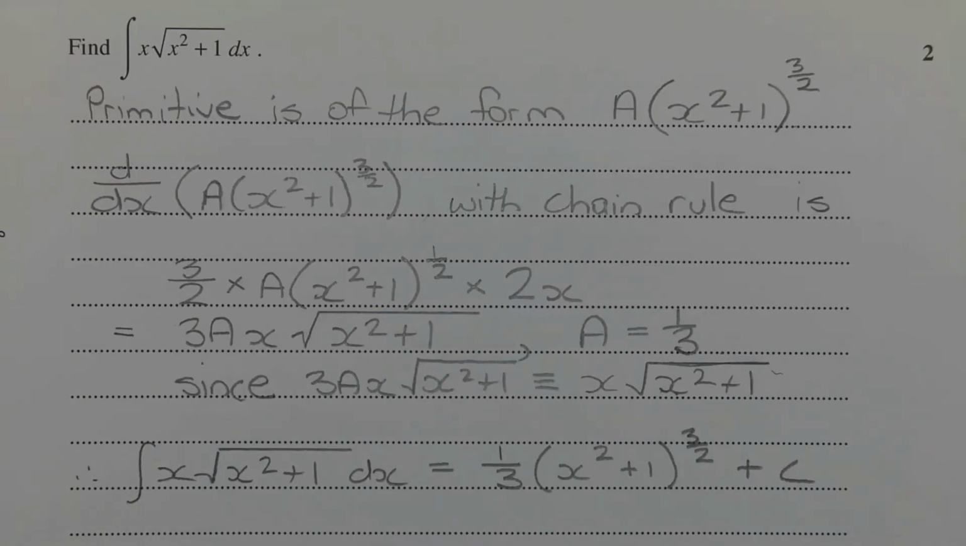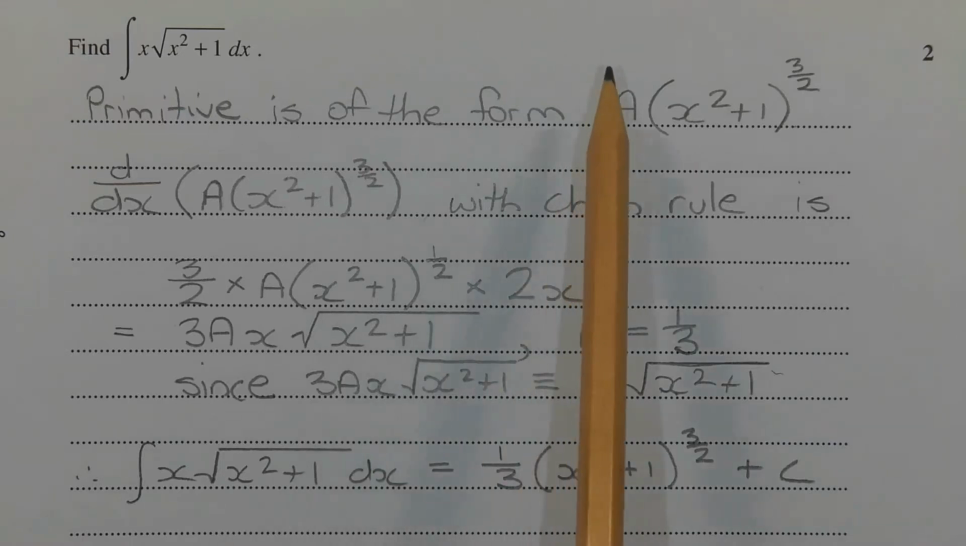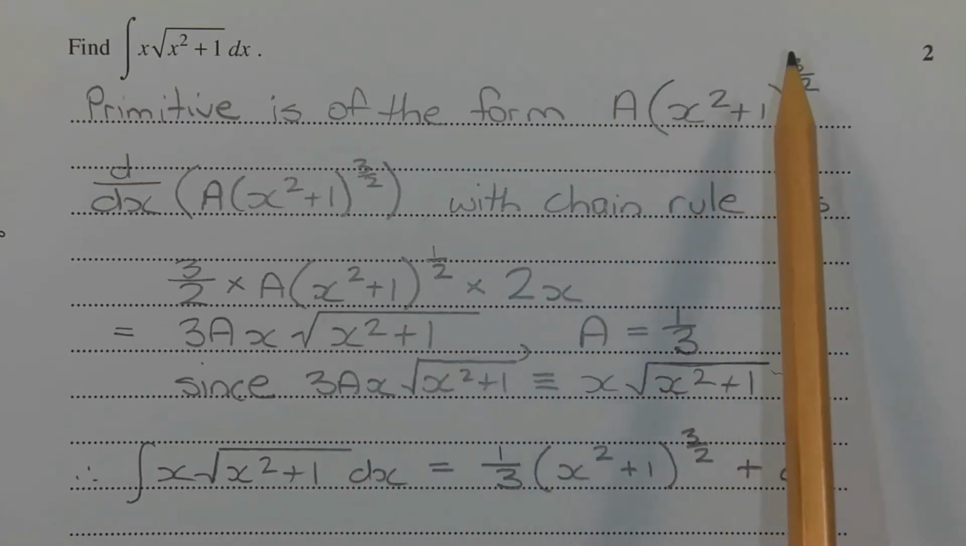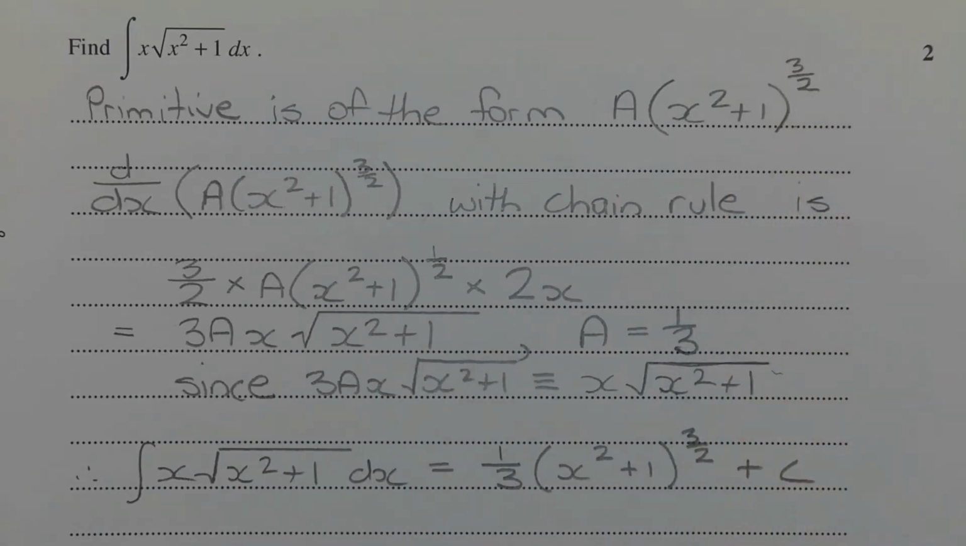That means the primitive must be 1/3 (x² + 1)^(3/2). So the integral of x times the square root of x² + 1 dx is equal to 1/3 (x² + 1)^(3/2) plus the constant of integration c.